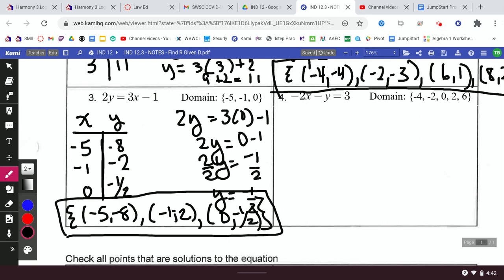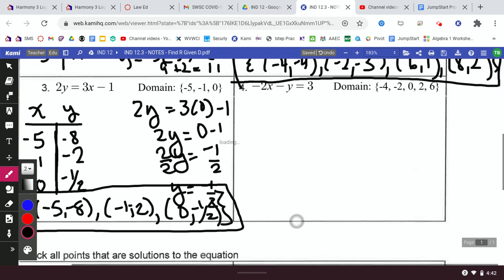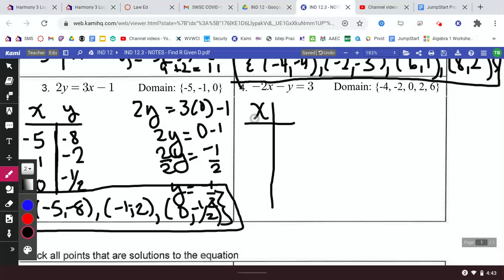All right, finally on this last example, and we're going to definitely need more space here, but that's okay. We'll make it work. We're going to plug in, got our x and our y, make our T-chart. We're going to plug in -4, -2, 0, 2, and 6. So this time we have 5 given in our domain. That means we have to work our equation 5 times. In example number 3, we only had 3 in our domain, so we only had to work the equation 3 times. So for every domain or x you're given, you're going to find the corresponding y.